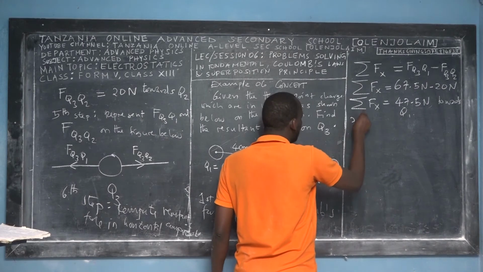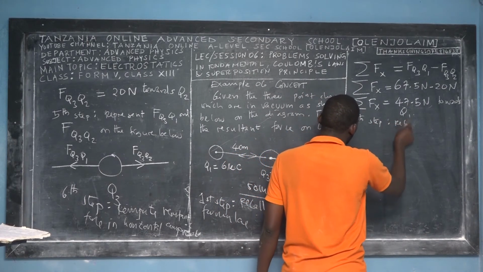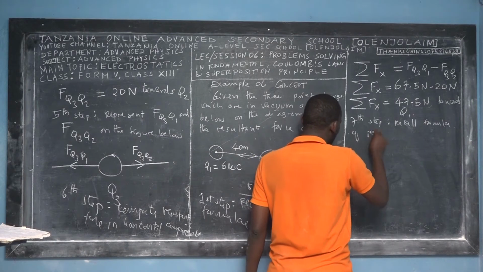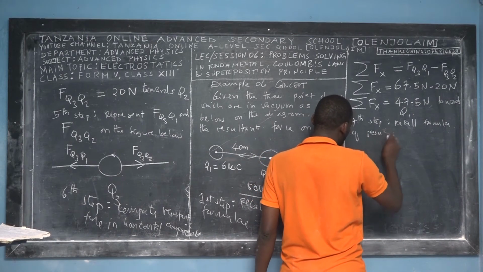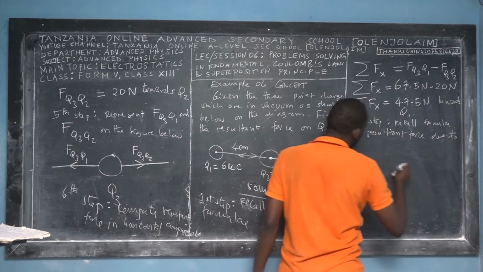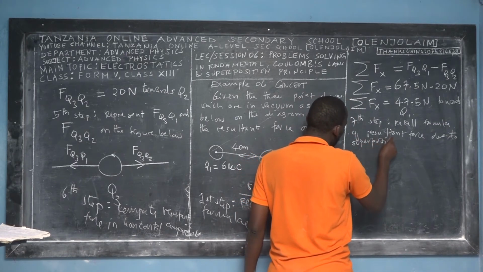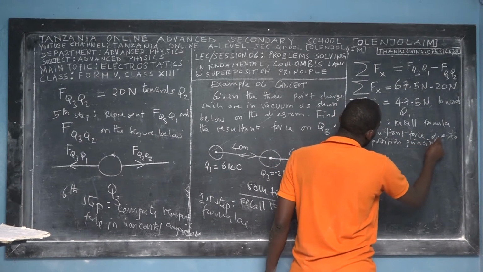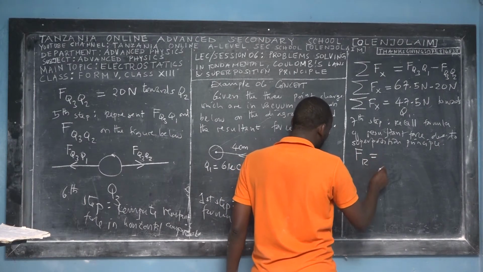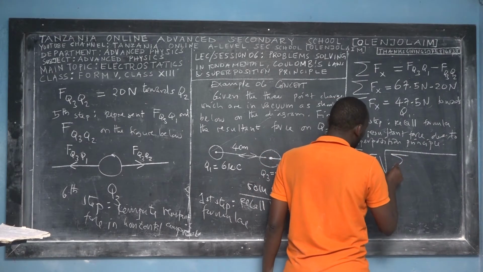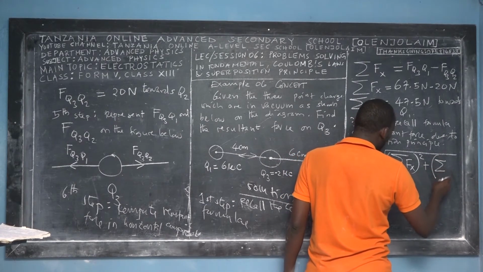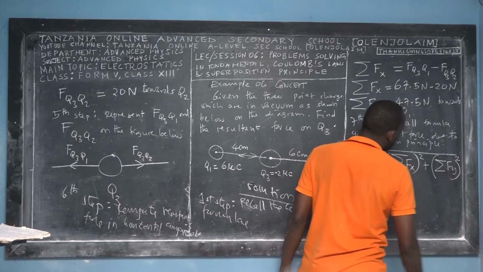That is fine. We go for the seventh step. In the seventh step, we have to recall the formula of resultant force, the force due to the superposition principle. So how does it state? The resultant force is the square root of the summation of horizontal components of the force squared plus the summation of the force in y components squared.